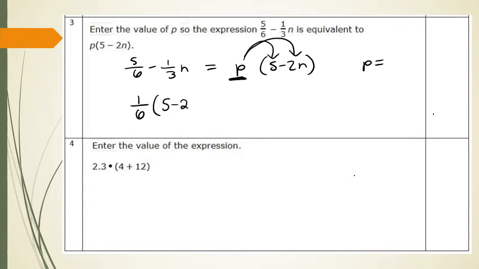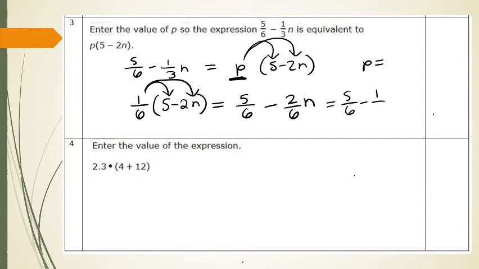1/6 times 5 minus 2n. If I distributed the 1/6 to each term, I would get 5/6, because 5 times 1/6 is 5/6, minus, and this 1/6 times 2 would become 2/6 n. And what could I simplify 2/6 to? Well, that would be the same as 5/6 minus 1/3 n. And you might be noticing that matches exactly with what I wanted to make. So my p-value here needs to be 1/6.